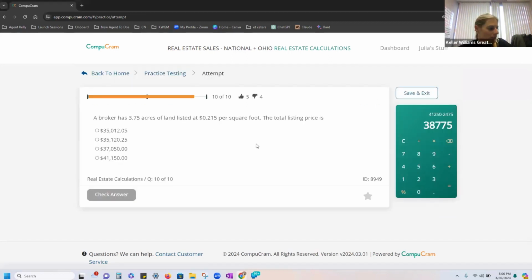All right, and last question. A broker has 3.75 acres of land listed at 0.215 per square foot. The total listing price is. So a broker has 3.75 acres of land listed at 0.215 per square foot. The total listing price is. All right, I'll give you guys another minute to figure that out.